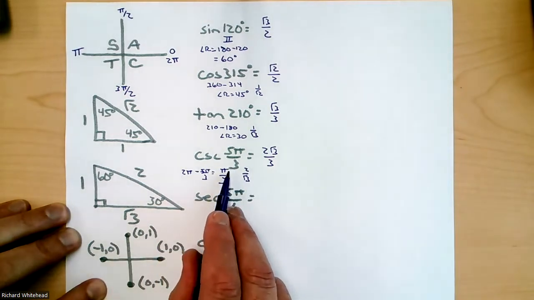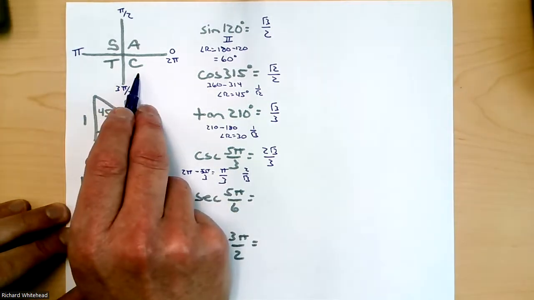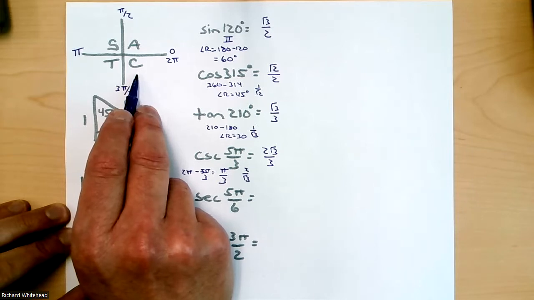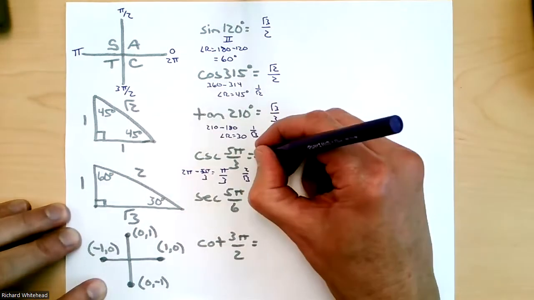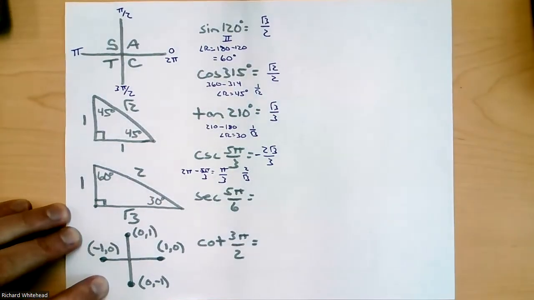It's fourth quadrant. And in the fourth quadrant, cosine and its reciprocal are positive. Everyone else is negative. So cosecant is negative in the fourth quadrant.